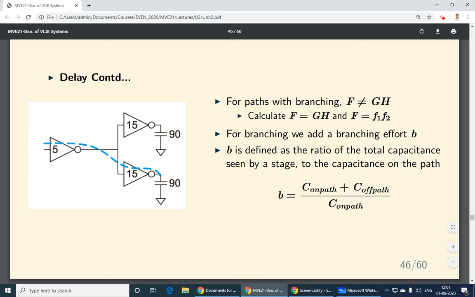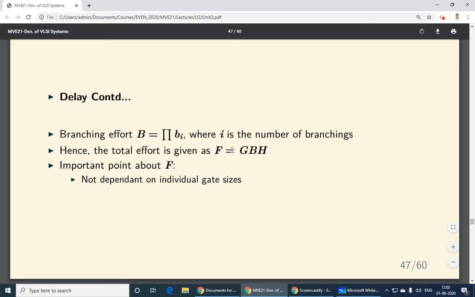If you have one more, then that will come as one more term in the off path capacitance. So we have to add all the off path and on path capacitances divided by the on path capacitance. That will give us a number B, which is called the branching effort. We have to do this every time there is a branching. If there are two branchings, then you will get B1, B2. If there are three branches in the path, then you get B1, B2, B3, and so on. If we calculate this branching effort similar to before, the capital B is nothing but the product of all the individual Bi's, B1, B2, B3, however many.